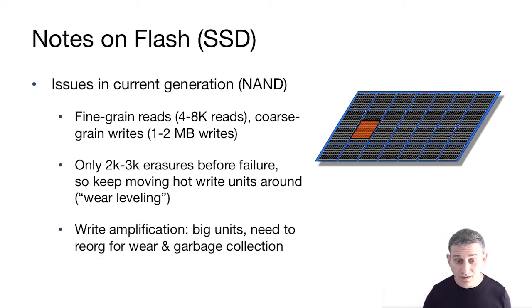Another thing you need to know about flash disks is that for a given memory cell on the flash disk, after 2,000 or 3,000 erasures, the cell usually will fail. And so we don't want to do writes to the same location in these disks. We don't want to have hotspots on the disk where all the writes go, which means that if you have data that is frequently written, you need to move it around on the flash disk. This is called wear leveling, because we want to level out how much we wear down these cells.